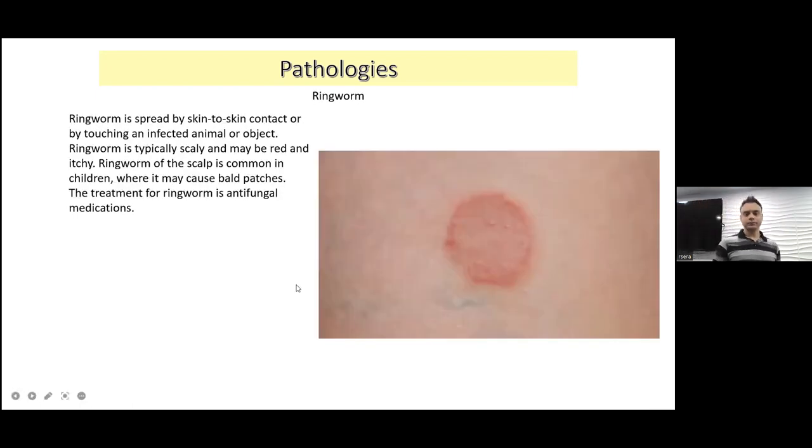Ringworm. So ringworm, is it Tinea corporis? I think that was the technical name, just like athlete's foot was Tinea pedis. And so in this case, ringworm is Tinea corporis. I might have to look it up for you real quick. I can't remember off the top of my head.